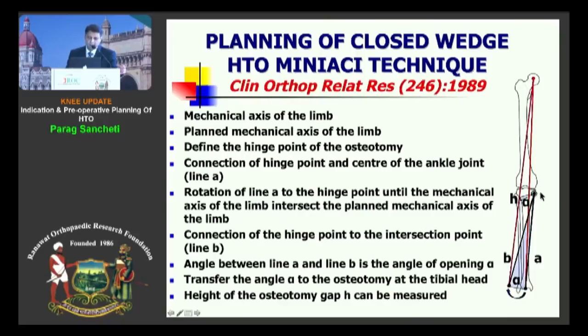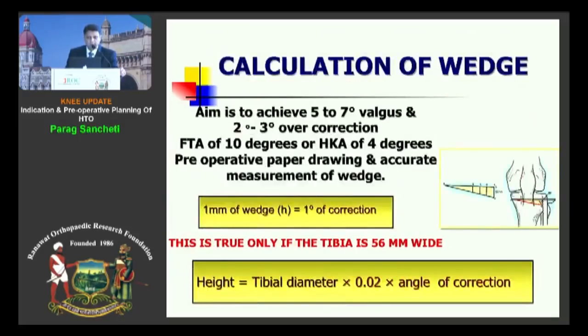Again, you get the point where the osteotomy is going to be. You plan the mechanical axis which is going this way. Then this is your angle which has to be corrected, and then you can find out what is the wedge which you require to close, and this is the way you can do a closed wedge osteotomy. So you decide. Most of the time we are now doing an open wedge osteotomy.